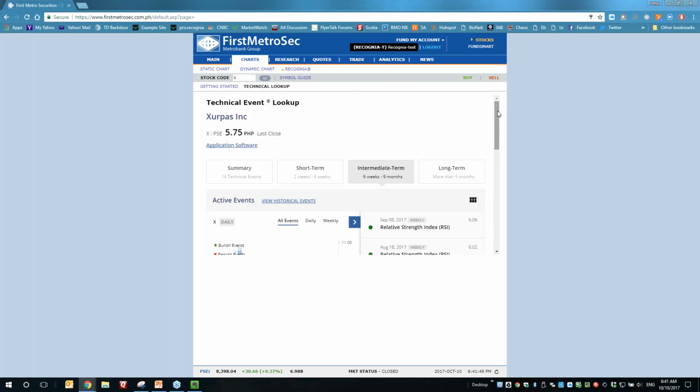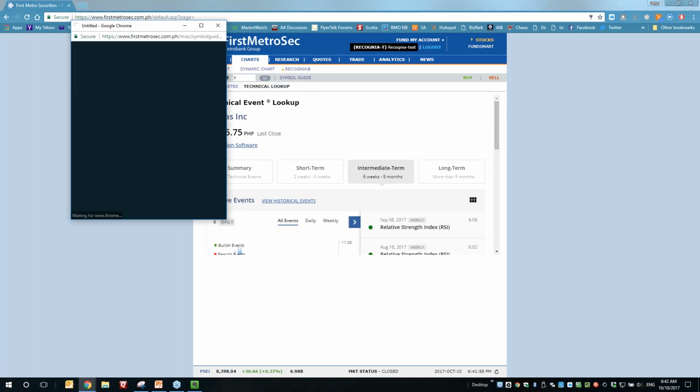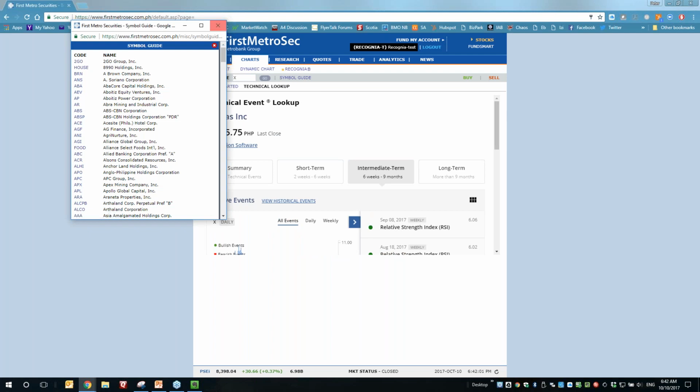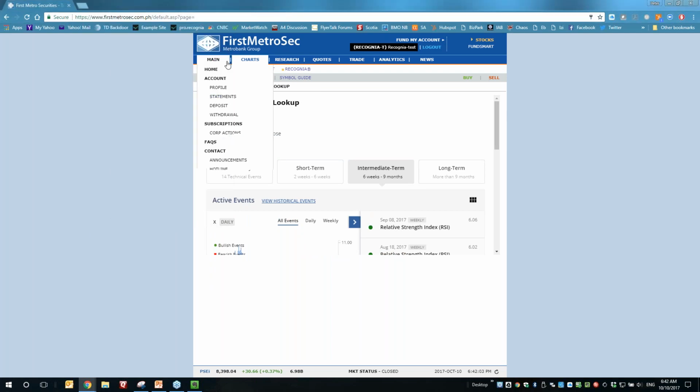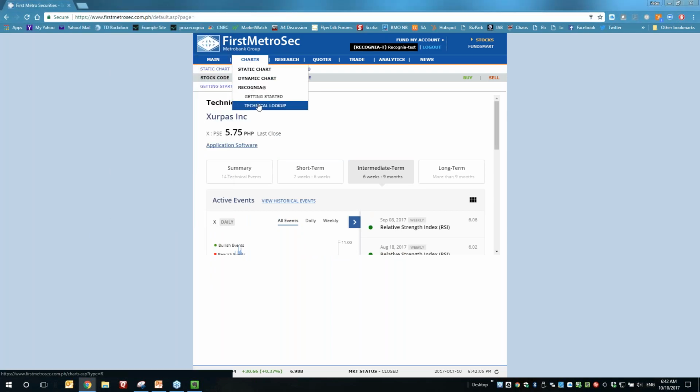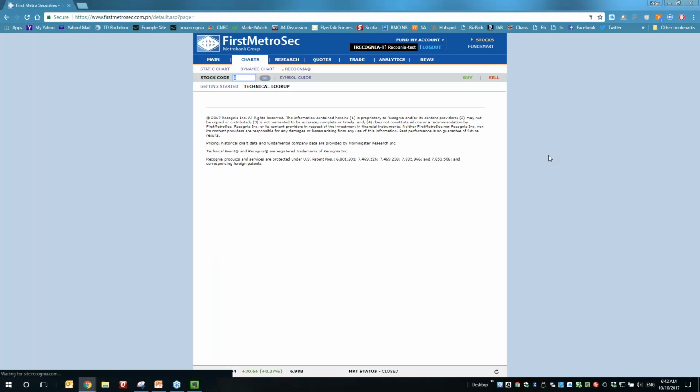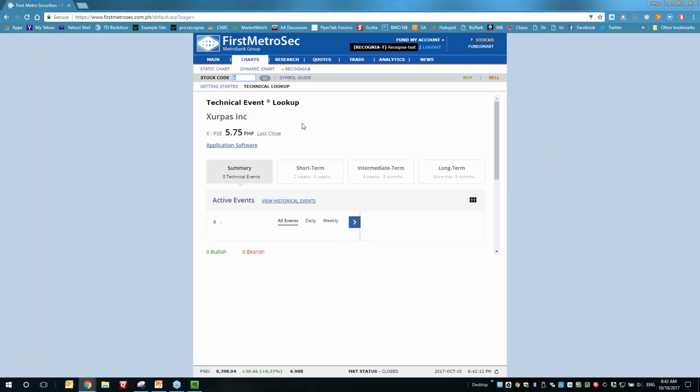So I also wanted to mention before we go on that we can also highlight indices. Let's try the symbol guide here and see if we can. Oh, that's not going to work. We can certainly go back to the dynamic chart or the technical event lookup here, and this will give us, I think by default, the Philippine index. But you can also look at indices as well as individual stocks using this tool.